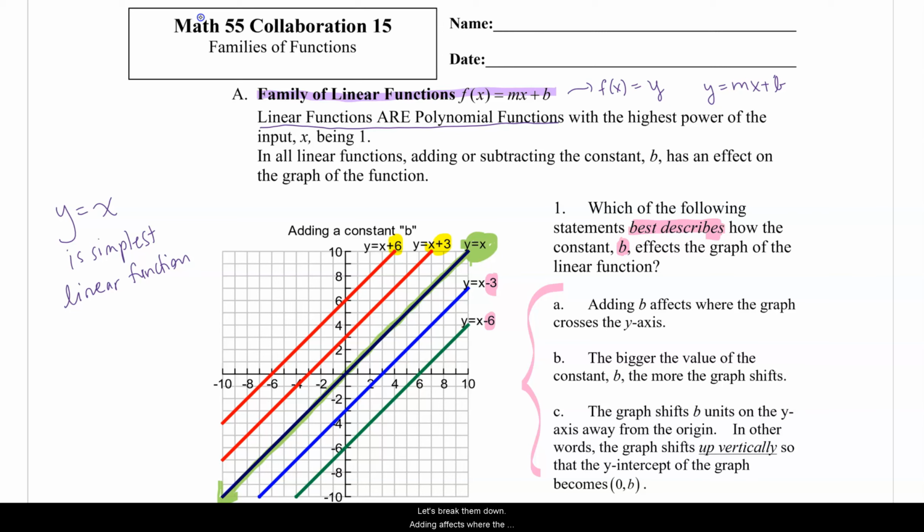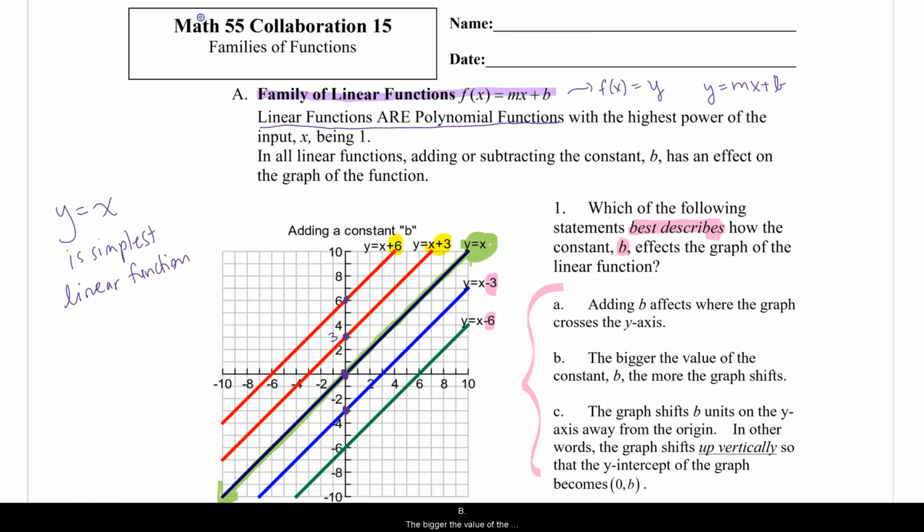Adding b affects where the graph crosses the y-axis. Sure, notice in our simplest linear function it crosses at the origin. If I add 3, the new graph crosses at the y-axis value of 3. If we add 6, this one crosses at 6. So it seems reasonable to say, yes, this is true. If we subtract 3, notice we're down here at -3 on the y-axis. So it's a true statement, but is it what best describes what's going on in the graph?